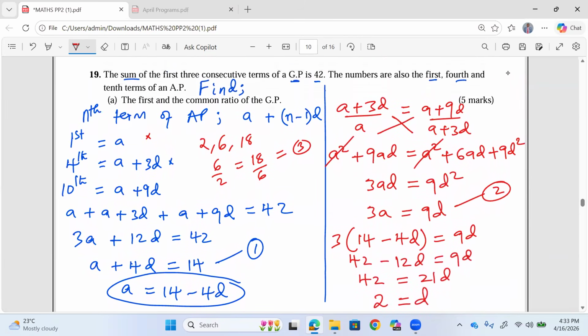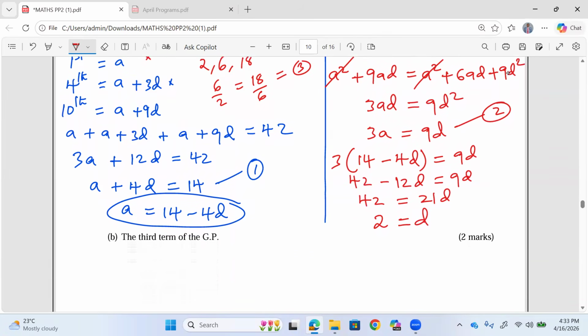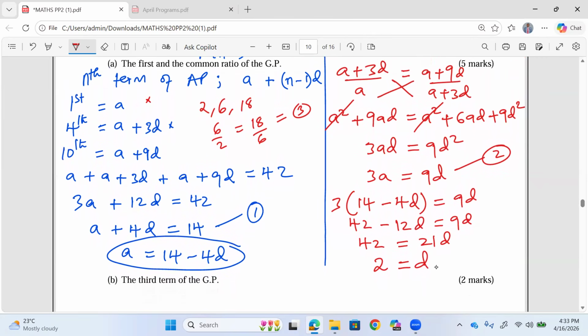Now that we have the value of D, what were we finding first? We were finding the first term and the common ratio of the GP. So the value of A shall be, according to this, we pick 14 and subtract 4 times the value of D, which is 2. So I'm getting A is 6. The first term for the AP is exactly 6. The common difference is 2.